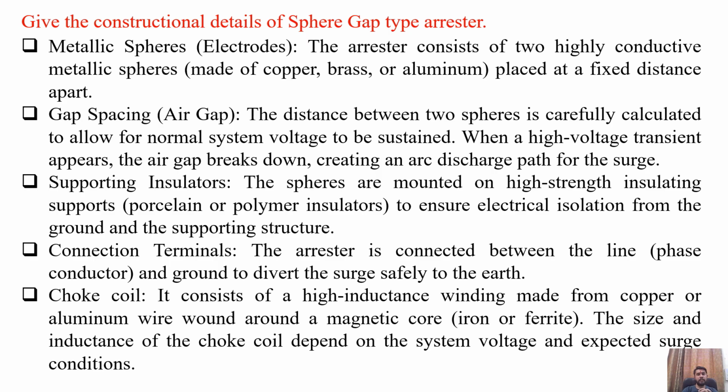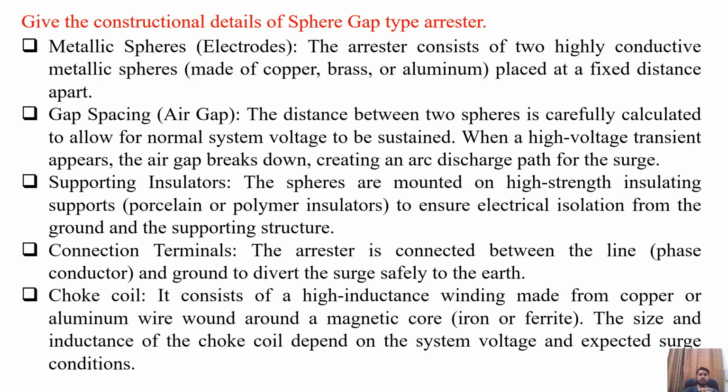The constructional details of sphere gap type arrester. So sphere gap type arrester consists of metallic spheres that are treated as electrodes. The arrester consists of two highly conductive metallic spheres made up of copper, brass or aluminum placed at a fixed distance apart, which creates an air gap.